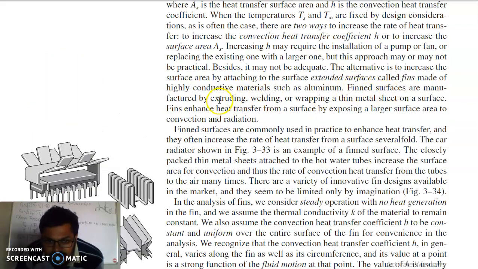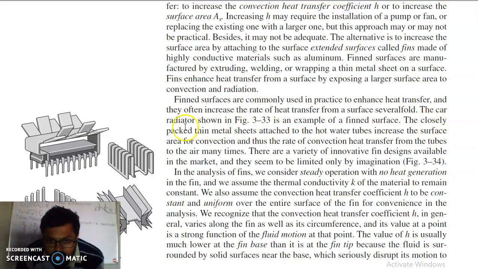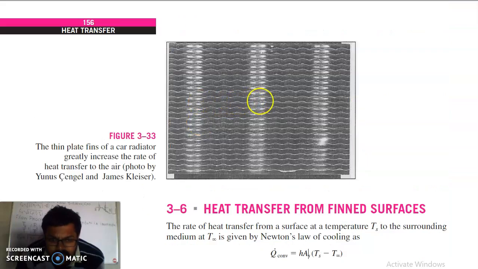Finned surfaces are manufactured by extruding, welding or wrapping a thin metal sheet on the surface. The closely packed thin metal sheets attached to the hot water tubes increase the surface area for convection and thus the rate of convection heat transfer from the tubes to the air many times. So these thin plate fins of a car radiator increase the rate of heat transfer to the air.